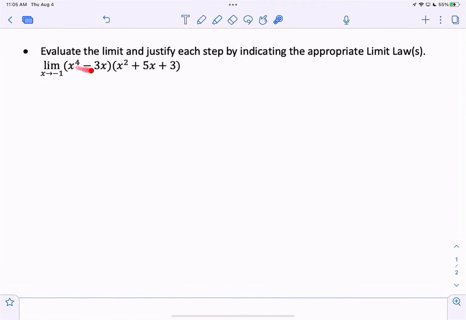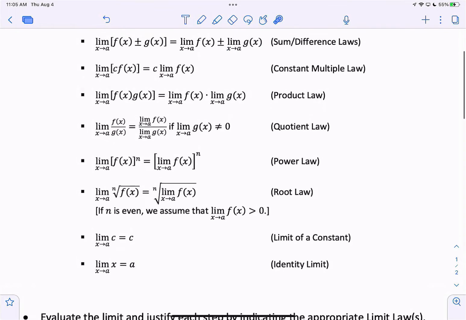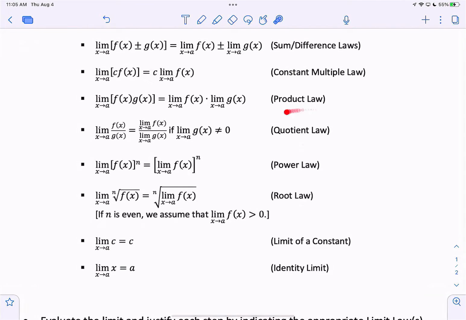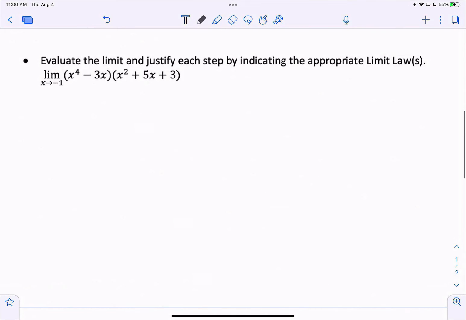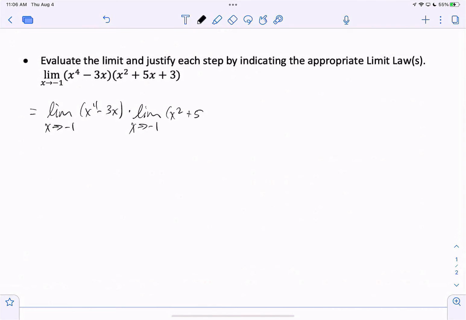Right off the bat, I see what I have is a product. It's a product of a binomial and a trinomial. And so the limit law I want to apply is the product law, which says that I can break apart the limit of a product into a product of limits. So we'll say that this is equal to the limit as x approaches negative 1 of x to the fourth minus 3x times the limit as x approaches negative 1 of x squared plus 5x plus 3. These are kind of tedious to write out, as you can see. What we used was the product law. And then we keep going.